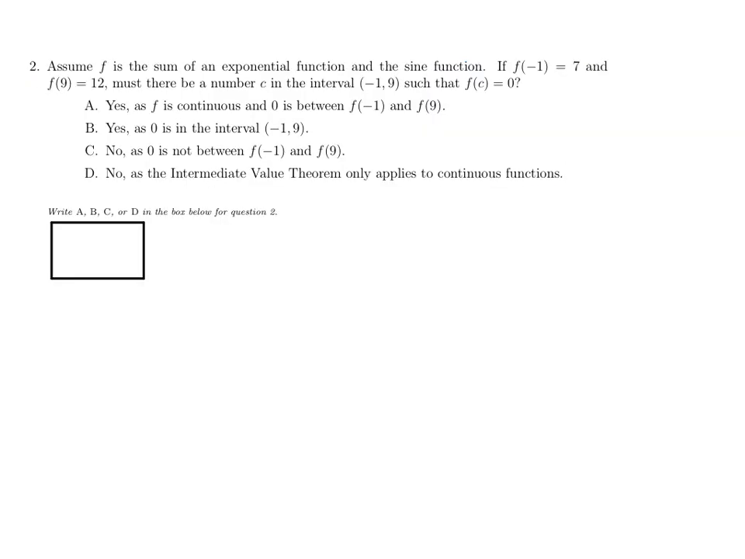Question 2 looks like another application of the intermediate value theorem. Again, this is multiple choice, so we'll put the capital letter that corresponds to our answer in this box. Okay, first, we're told that f is the sum of an exponential function and a sine function. If we're looking to apply the intermediate value theorem, this function has to be continuous. So based on this information, is this a continuous function? Well, the sine function is continuous, exponential functions are continuous, and the sum of continuous functions is continuous. So I'm just going to simply state that f is in fact a continuous function.